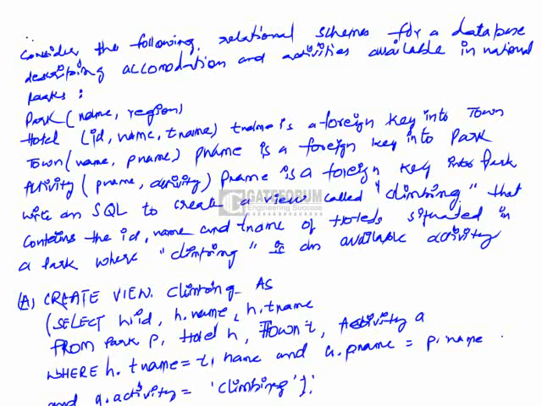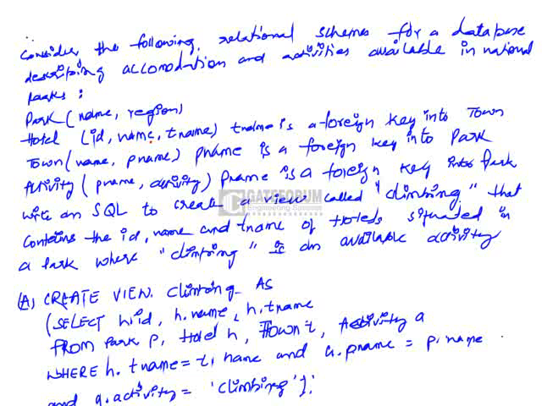Here in this question, relation schemas for 4 tables: park, hotel, town, and activity are given, and it is given that attribute tname in hotel is a foreign key into town. That means tname is nothing but a town name of town, and it is a foreign key in this table, which is pointing to the primary key of table town.